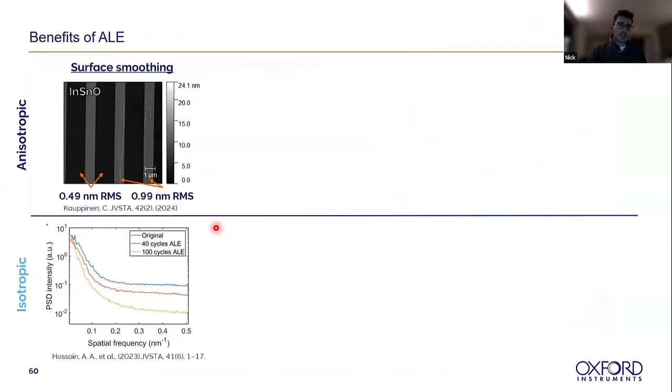And the benefits of using ALE. I mentioned the downside is that it's very slow, but there are some benefits to it. You get very smooth surfaces when you perform the etching process. Here they're looking at indium tin oxide, and in the regions where they etch the indium tin oxide, they get much lower surface roughness as opposed to the layers that were covered by the masks. They have one nanometer RMS, whereas in the etched region they have half a nanometer RMS. Similarly for the isotropic process, they see a reduction in surface roughness as they do more and more ALE cycles.